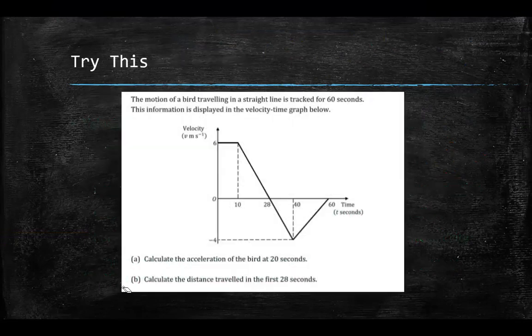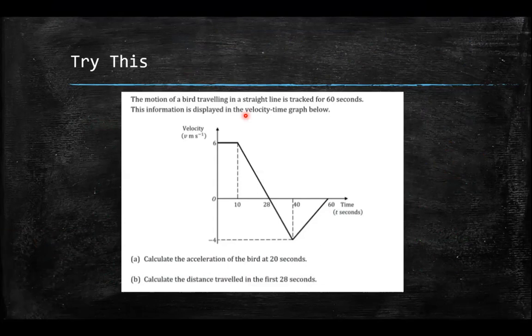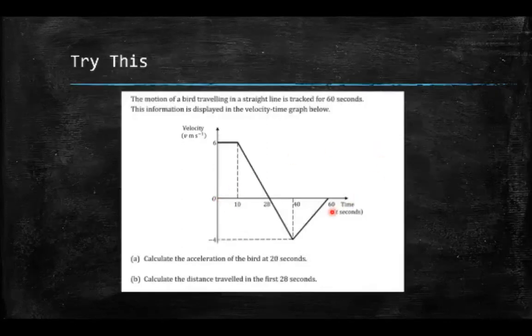Let's practice this now. The motion of a bird traveling in a straight line is tracked for 60 seconds. So from 0 to 60, well, it's not starting from 0, but the end time is 60 seconds. This information is displayed in the velocity time graph below.